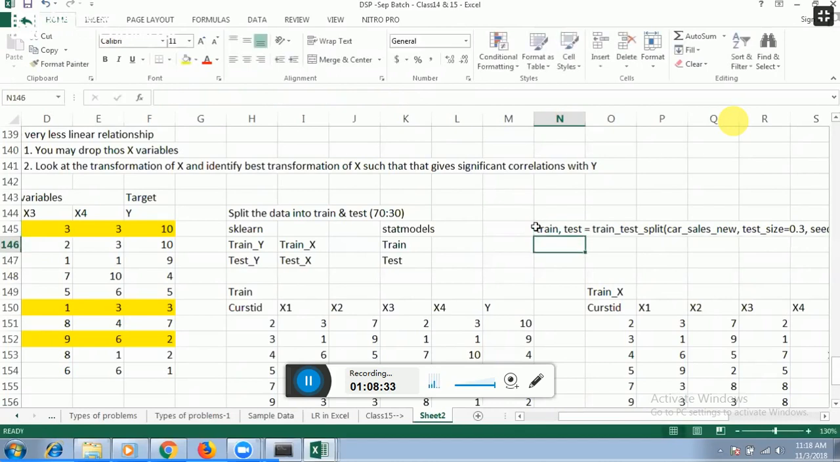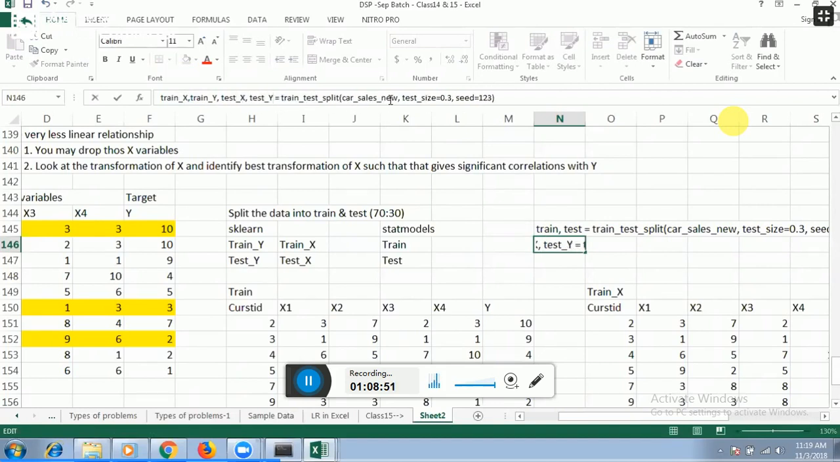That is if I use this function. But if I use a different function, with train X and train Y, test X, test Y, this will give me 4 data frames.